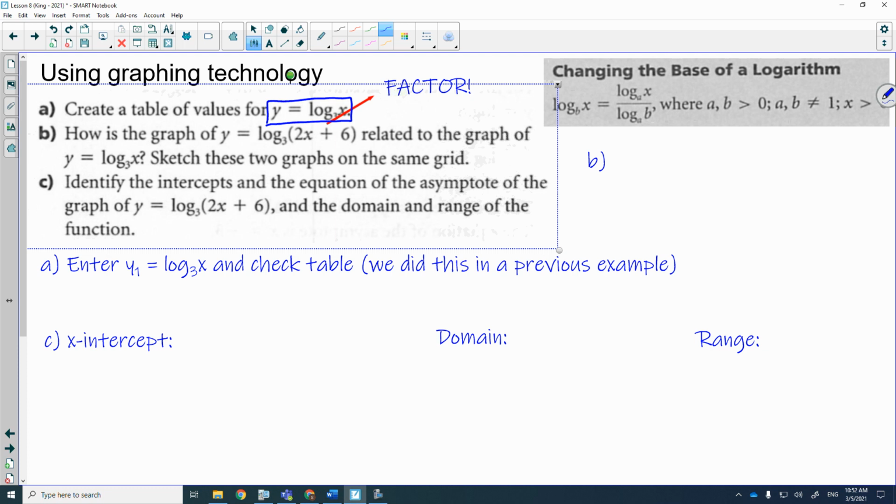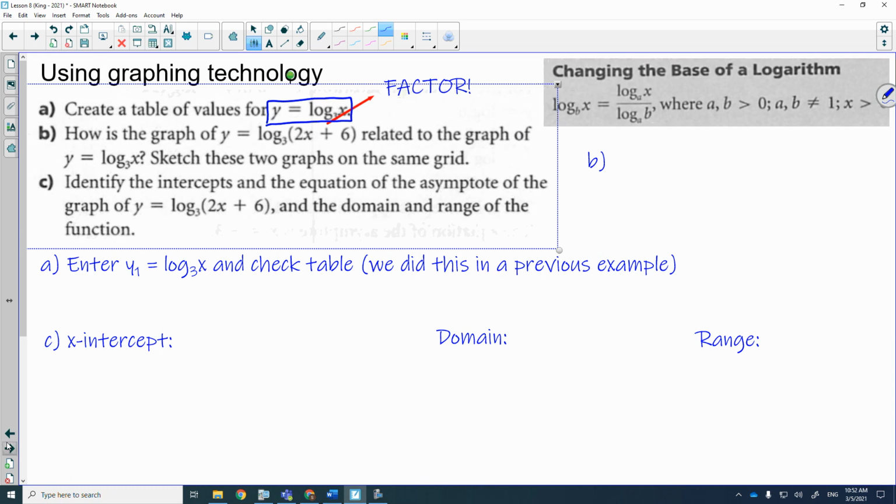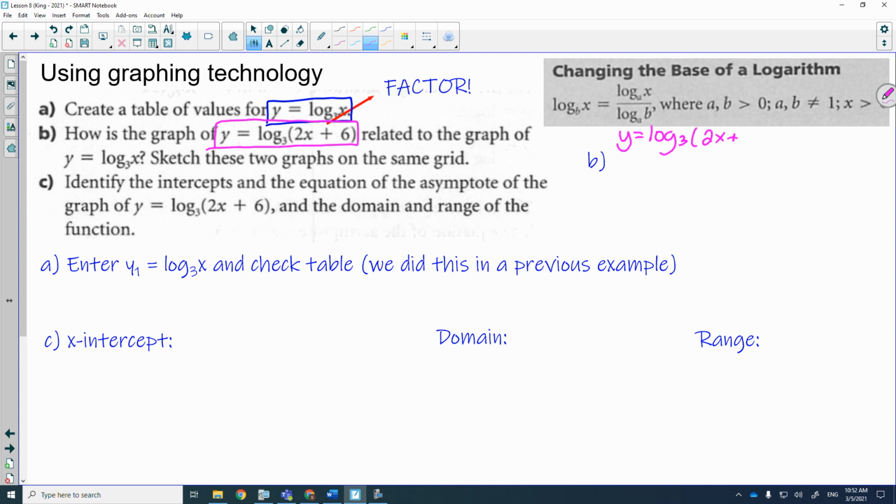That was what we just did, right? So if I go back here, that original graph up here was y is equal to log base 3 of x. We could get points for the original graph on our calculator, but we're going to do this entire question graphing nothing. We're not even going to look at any of these graphs. What it says is take this original graph and transform it to this equation here. So let's write the equation of the transformed graph, which is y is equal to log base 3 of 2x plus 6.